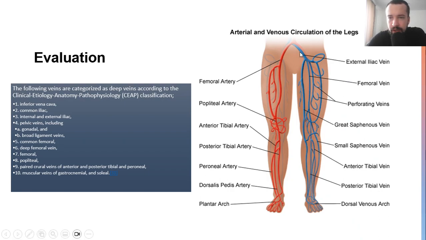External iliac vein, femoral vein, perforating veins, yes, these are the veins between the deep and superficial veins. Great saphenous vein, small saphenous vein, and anterior tibial vein, posterior tibial vein, and dorsal venous arch.